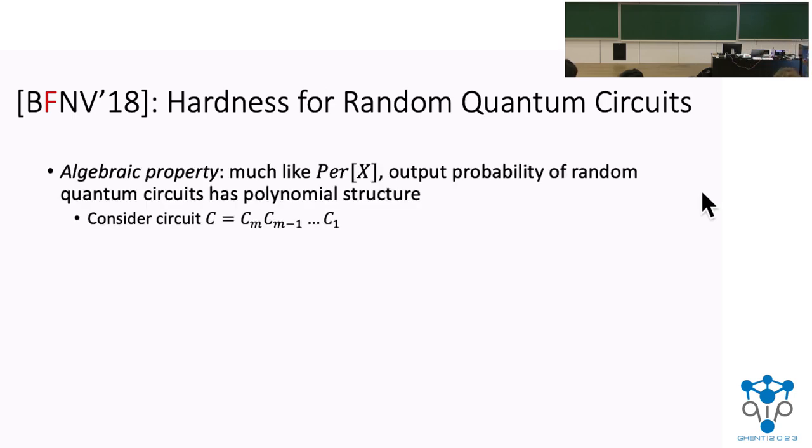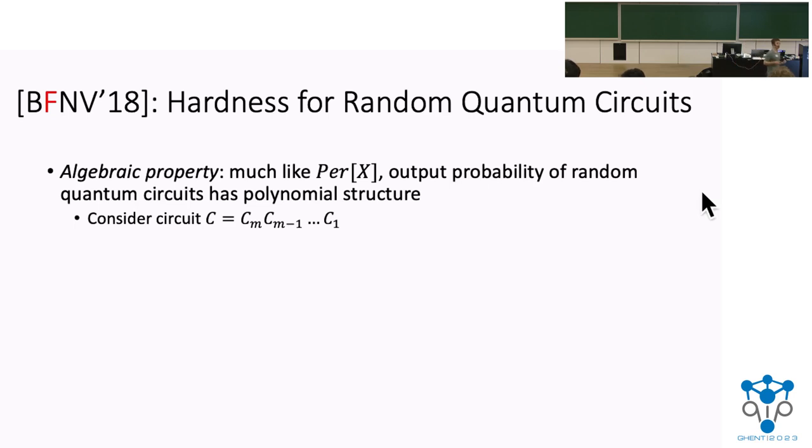And one thing we started noticing when we thought about this problem is that there's actually a lot of similarities between the permanent on the one hand and the output probability of a random circuit. In particular, there's this simple algebraic property, which is much like the permanent. The output probability of a random quantum circuit has polynomial structure.